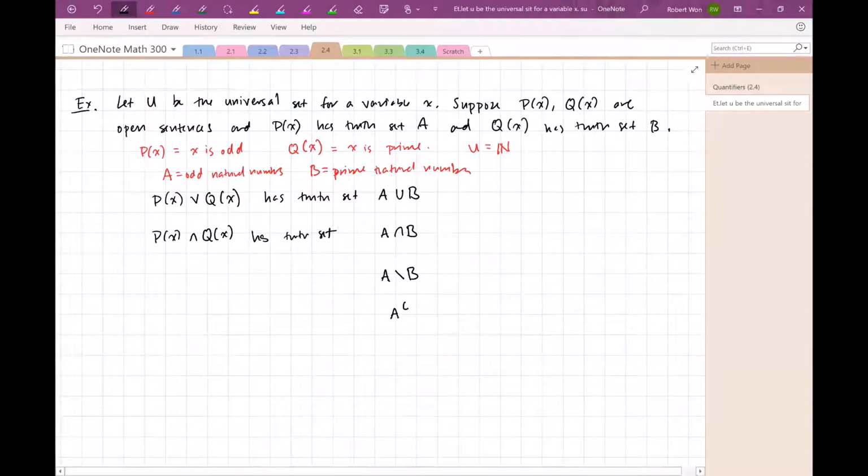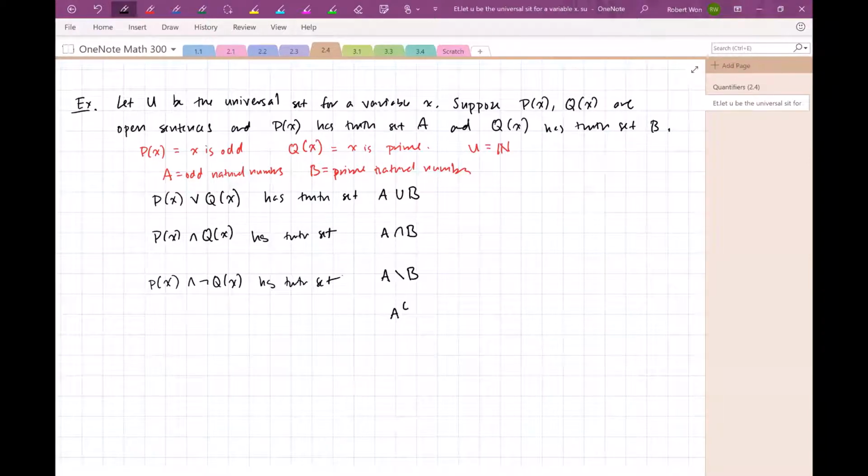For A set minus B, hopefully you wrote down this. This is at least one way to do it. P of x and not Q of x, because in order for this statement to be true, x needs to make P true, so it needs to be in the truth set for P. And it needs to make not Q of x true, which means that it needs to not be in the truth set for Q. So it needs to be in A and not in B, which is exactly the difference. And then A complement is the truth set for not P of x.